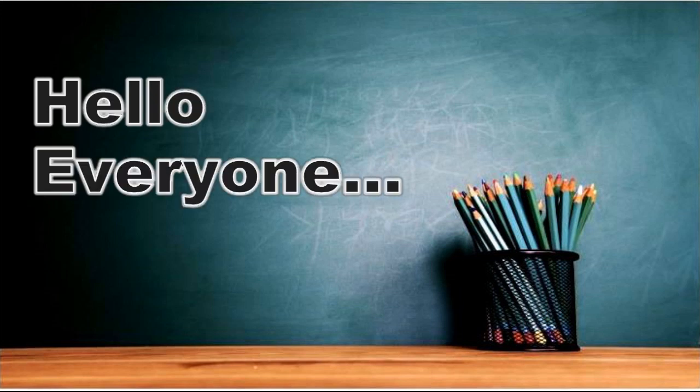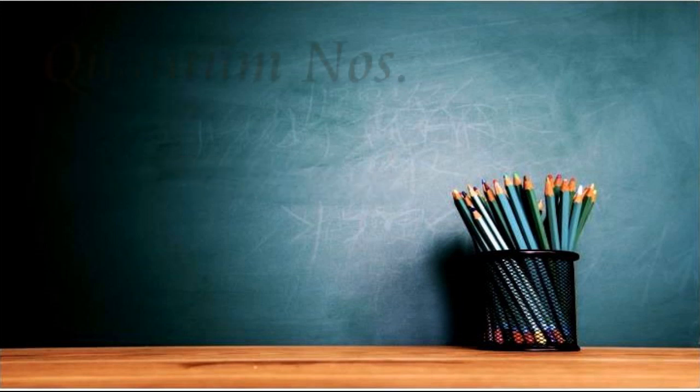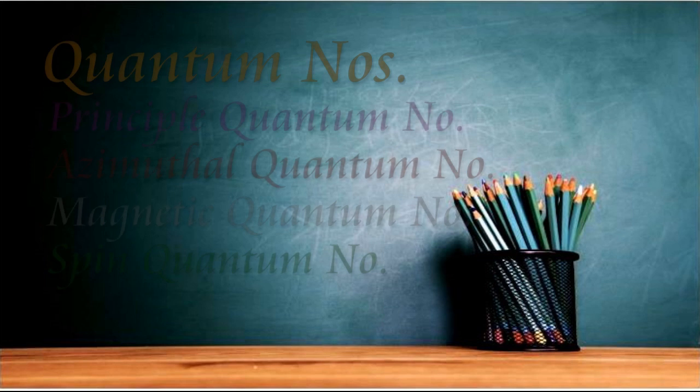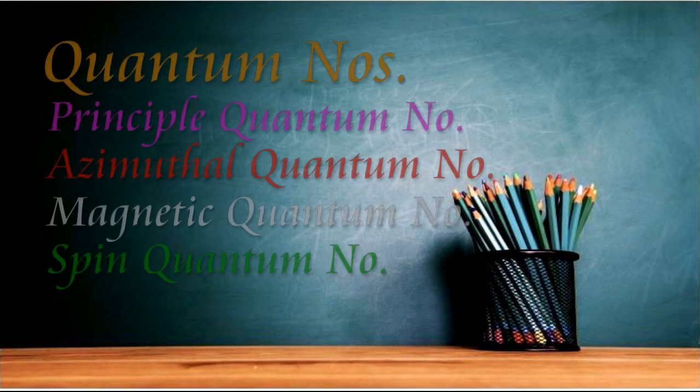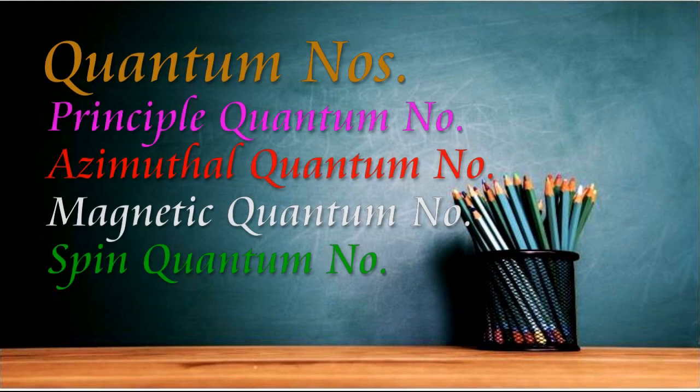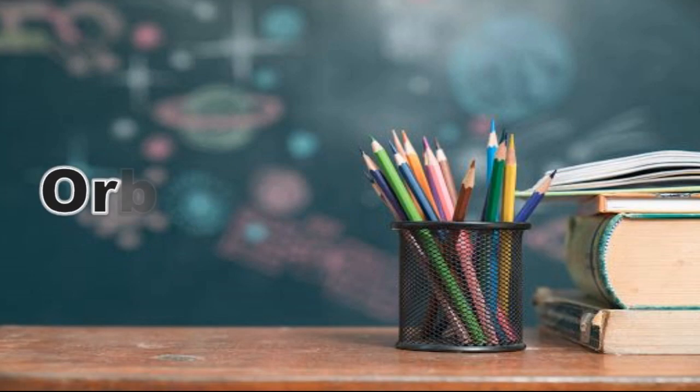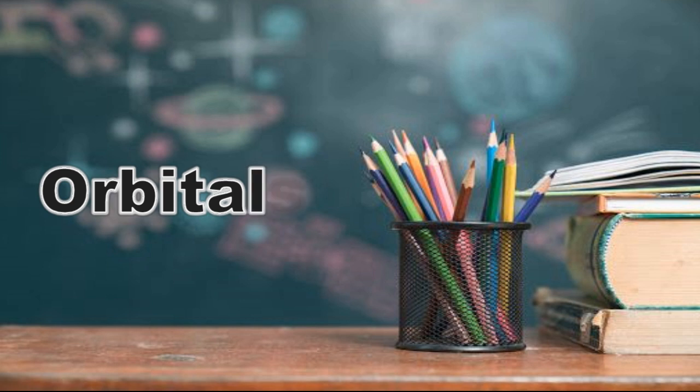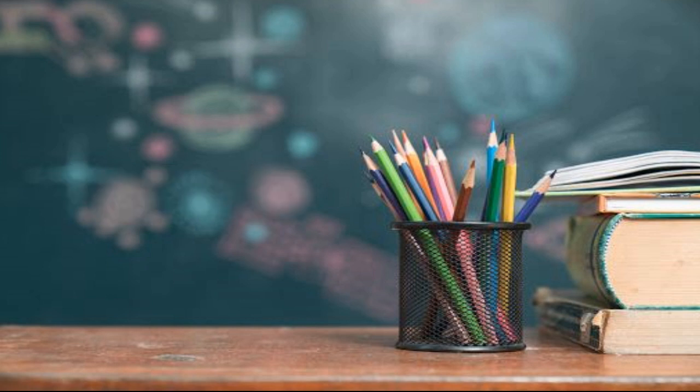Hello everyone. In my previous video I discussed the quantum numbers: the principal quantum number, azimuthal quantum number, magnetic quantum number and spin quantum number. From that we built our knowledge about the orbitals. So if you are not aware of that, please have a look at my previous video. The link is in the description box.